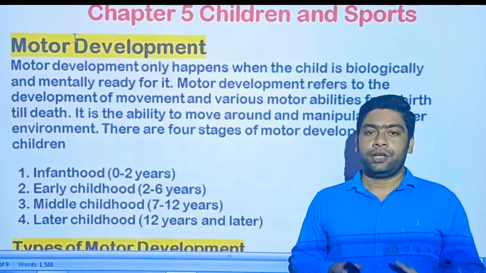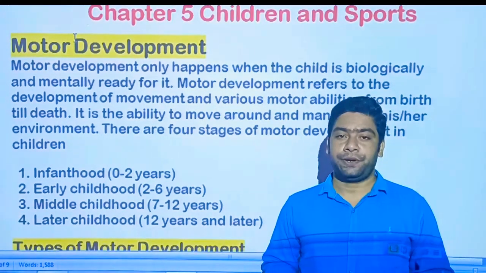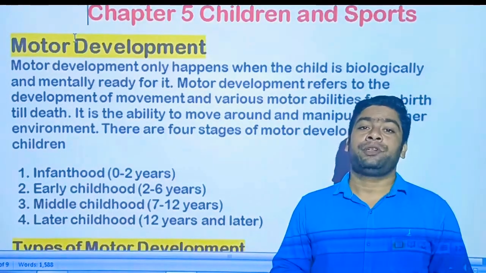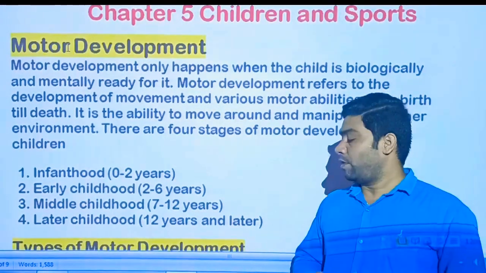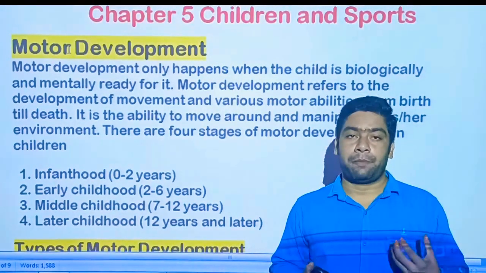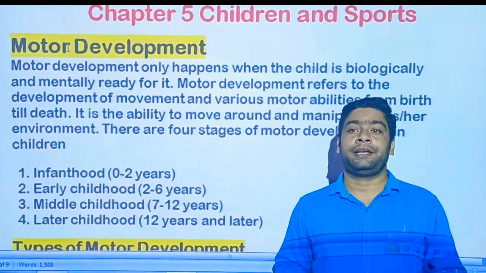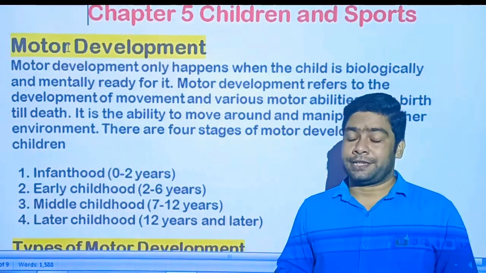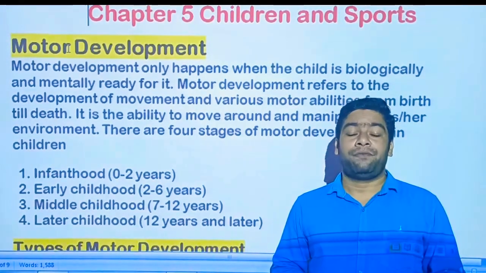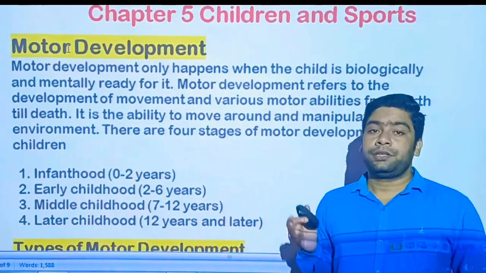Good morning, students. Today in this video we are talking about chapter 5 of class 12, Children and Sports. In this module, we learn about motor development, different types of motor development, and the different activities to make motor development better. We also discuss the different deformities, their reasons and their variables, deformities like round shoulders, flat foot, and others. So let's start our video.